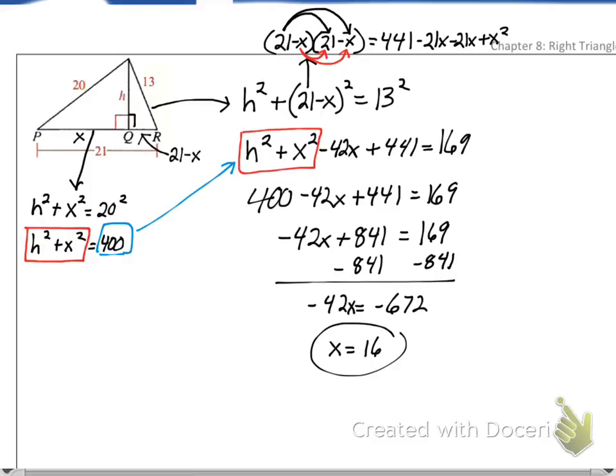I'm done, right? Oh. I need to find h, don't I? How do I find h if I know x? You do 21 minus x, and x equals 16. So instead, to find QR, you can find h. We could just do 21 minus x, and x is 16, so QR is 5.